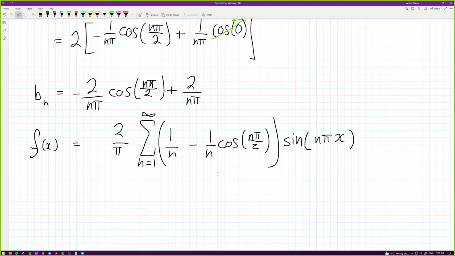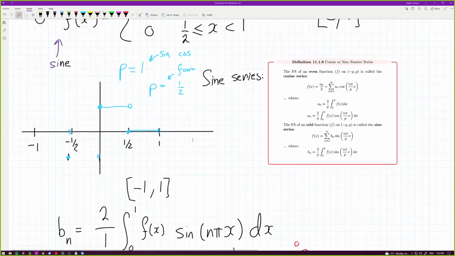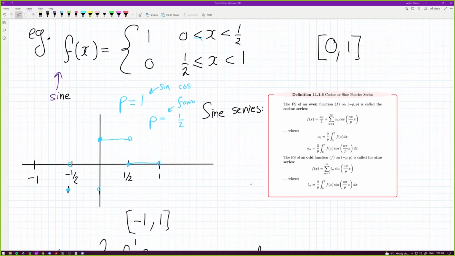I'm not sure. And just to clarify, we could have a question from the range -p to p, and it doesn't specify whether it's even or odd or maybe neither. You'd have to figure that out. And if it's neither, then we would have to find an, bn, and a0. Or a naught, I mean.